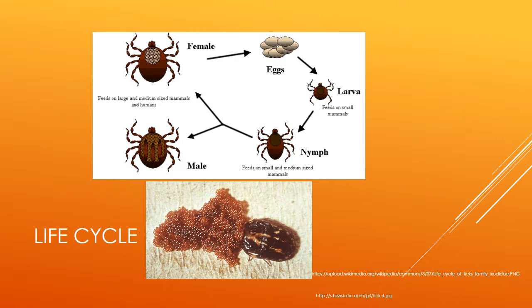The tick life cycle. Of course, it comes from the female, and the female lays hundreds, thousands, probably not that many, but eggs, which turn into 6-legged larvae, then 8-legged nymphs, and then they go to the adults where they feed and repeat this process.